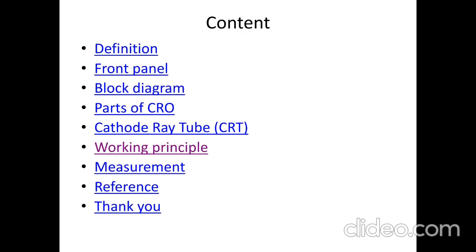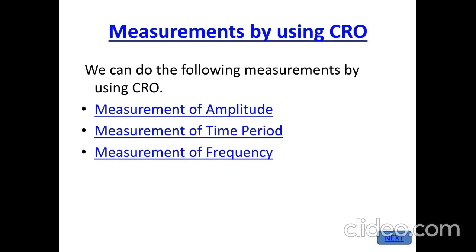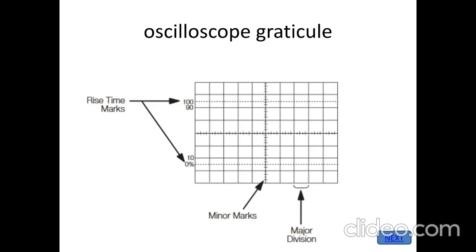And next is your measurement. Measurement by using the CRO will be like this. The screen in the CRO will be like this only. The small lines are known as minor marks, and the long ones are called major divisions. Each one block, each one box, will be a value of 1. This is the oscilloscope graticule. Graticule is nothing but the scale of your particular oscilloscope.